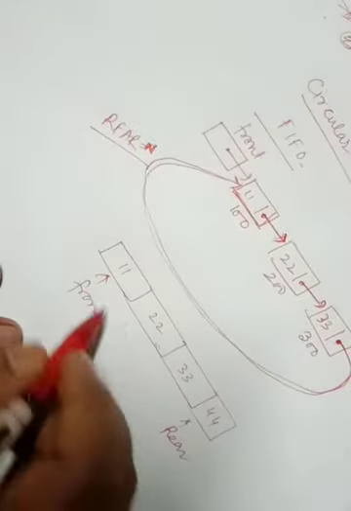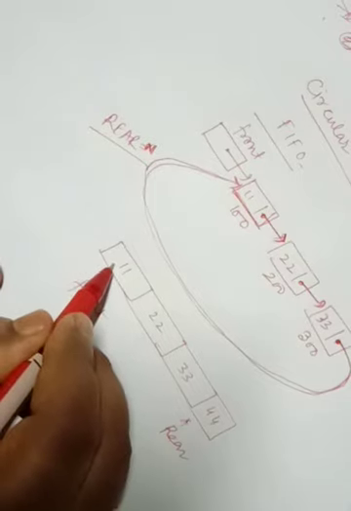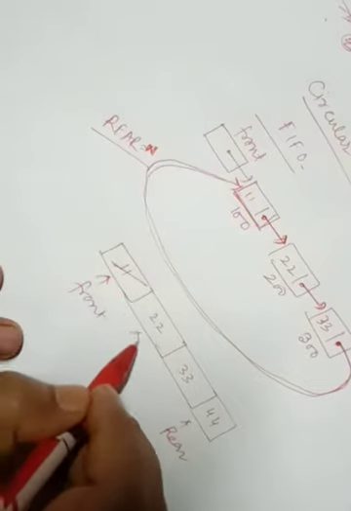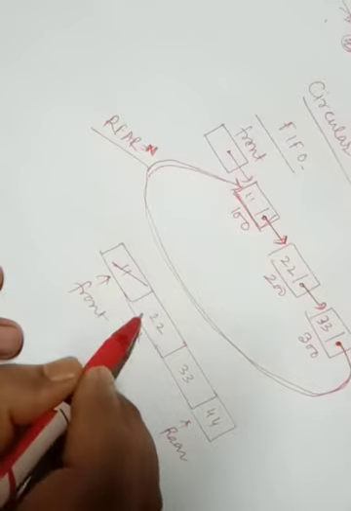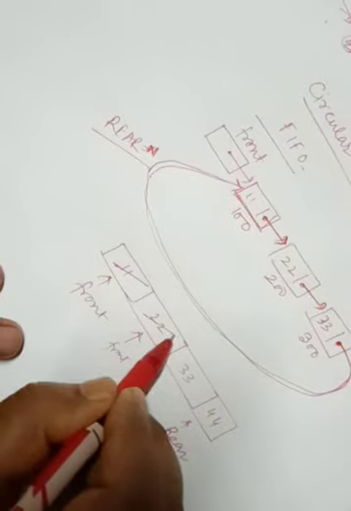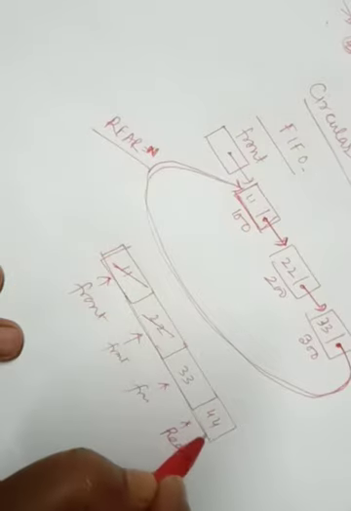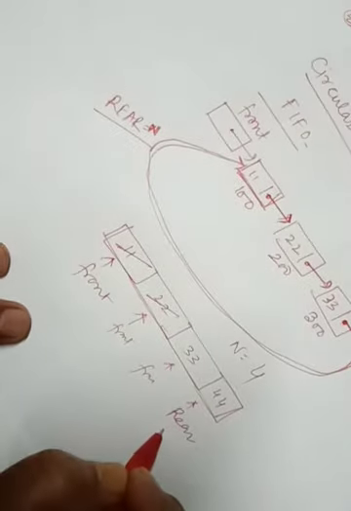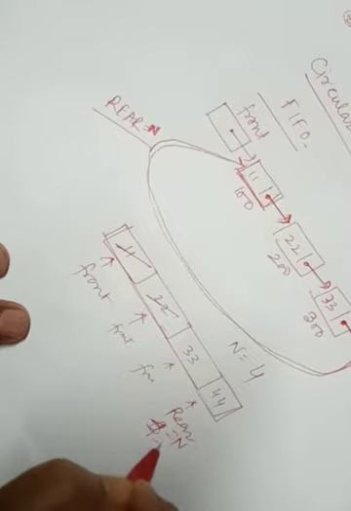Now if we perform the deletion operation, this element will be deleted, so front will come here. If we delete one more element, this element will be deleted, and front will come here. Now the value of n is 4 and the rear is at its maximum position, rear equal to n equal to 4.